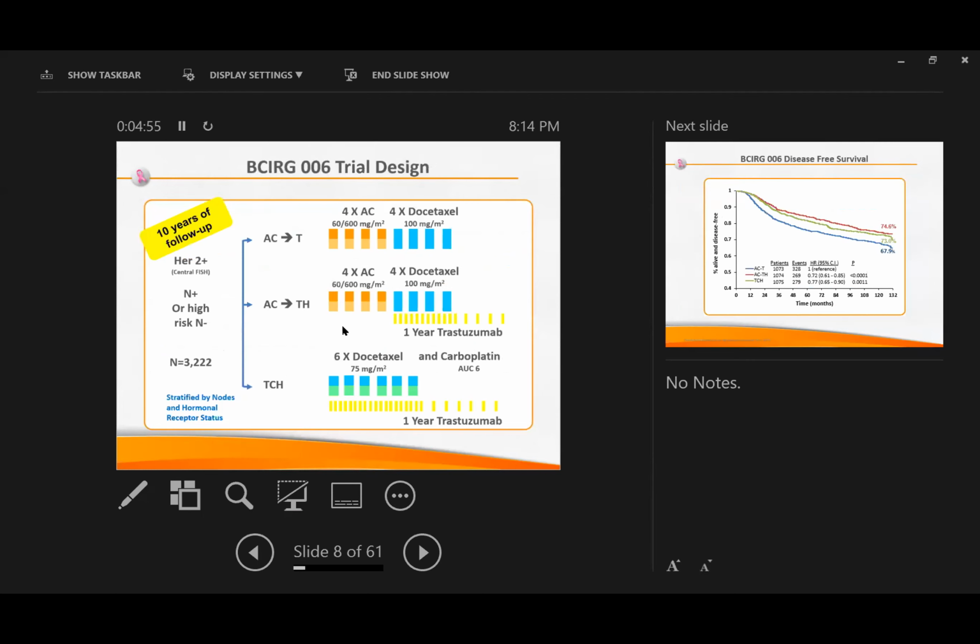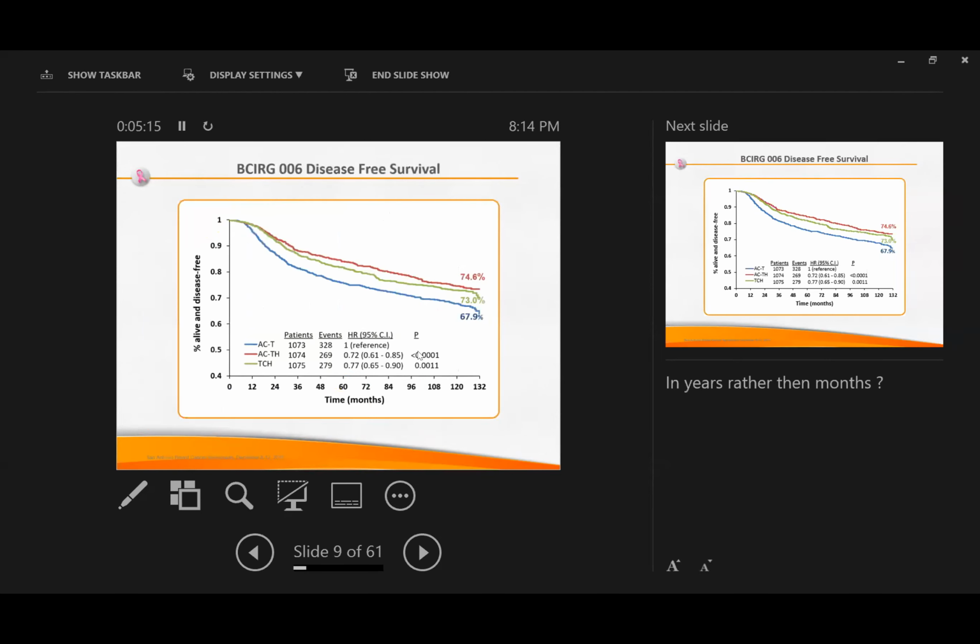Then the BCIRG 006 came along because people realized that there was this issue of cardiotoxicity with trastuzumab. So people were exploring the option of avoiding the anthracycline. They had to give the trastuzumab for 1 year somehow, but can we avoid the anthracycline, which adds to the cardiotoxicity? So this was the TCH regimen as per the BCIRG 006.